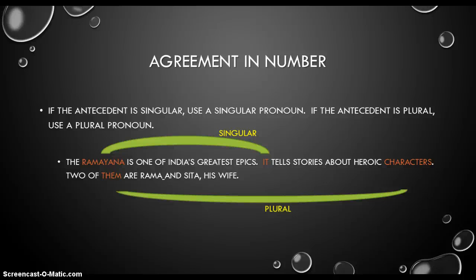Let's start with singular. The Ramayana is one of India's greatest epics. It tells stories about heroic characters. Now in here, our pronoun it is singular because its antecedent, Ramayana, is also singular. So we have our next story. Two of them are Rama and Sita, his wife. Now, we have them, plural, referring to characters, plural. So we have agreement.